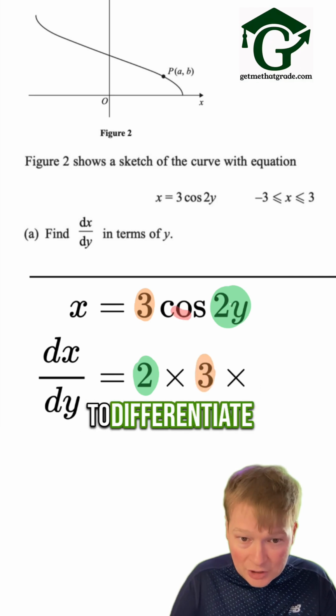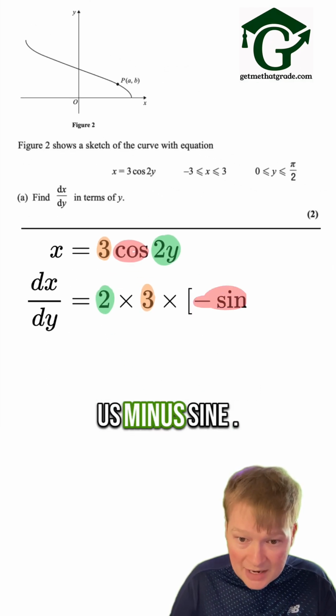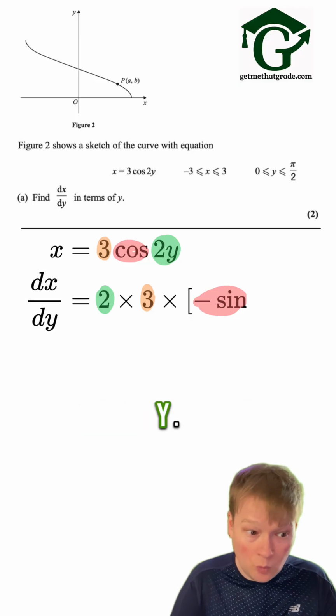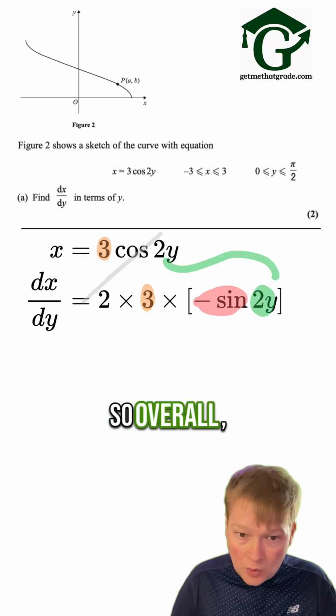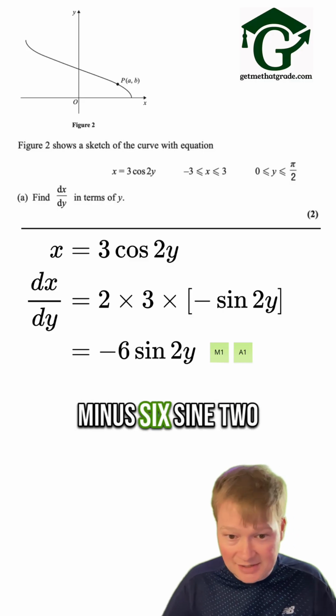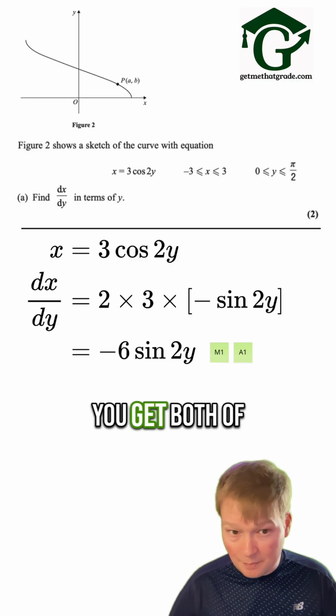And then we need to differentiate cosine. That gives us minus sine, but be careful, not minus sine of y. It's got to match. Here, it's got to be 2y. So overall, what's that giving us? It's giving us minus 6 sine 2y. If you get that, you get both of the marks.